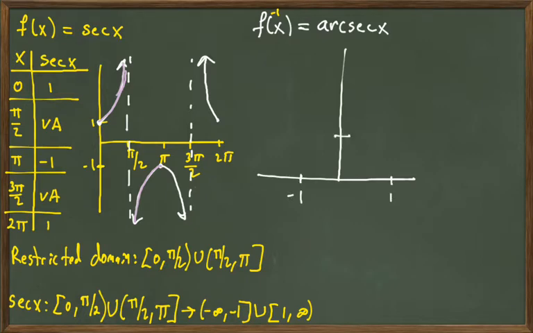Arc secant will reverse the domain and range here. So we'll switch the x and y's again. We will have a vertical asymptote of pi over 2 that can be converted into a horizontal asymptote of pi over 2. And so now we have the graph there.